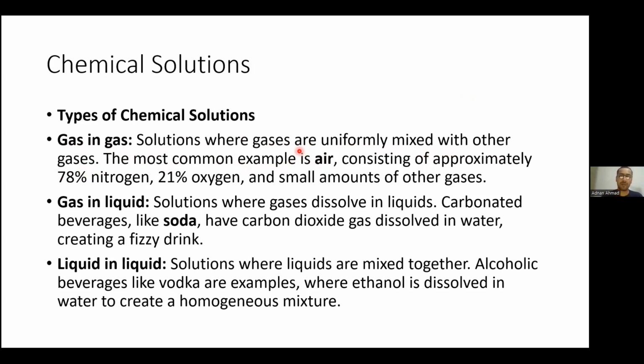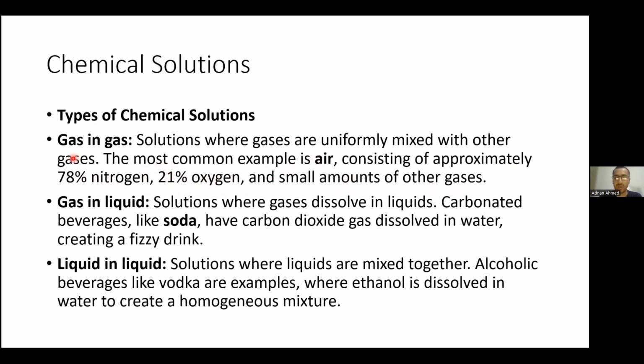So we have different types of gases. They are mixed together in air and uniformly arranged, consisting of approximately 78% nitrogen, 21% oxygen, and small amounts of other gases. So here, oxygen is the solute. Why? Because it is in a smaller quantity. And nitrogen is the solvent because it is in a greater quantity. 78% of the air is nitrogen, and just 21% is oxygen, which is the solute, right?